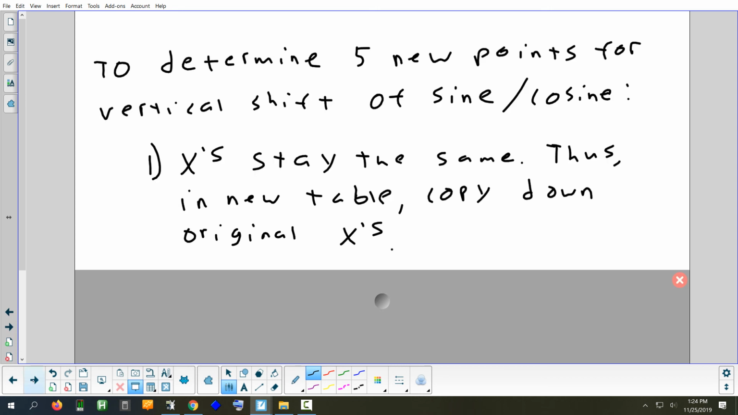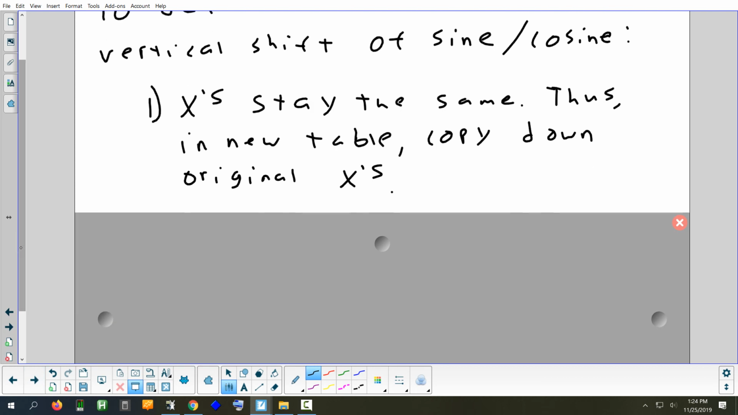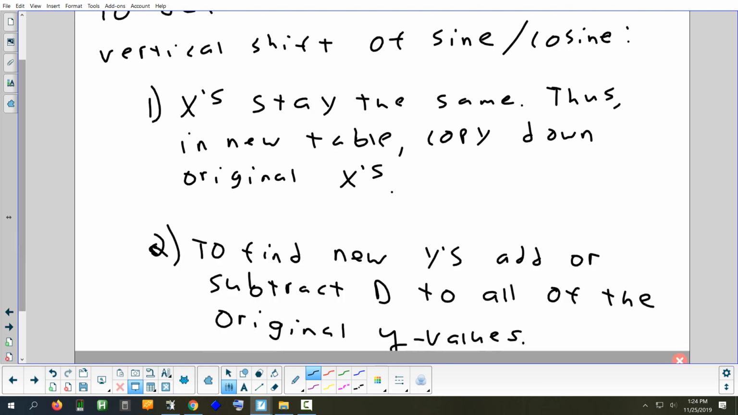Okay. So, as I just said, copy your X's down from the original table. And for your Y's, super easy. All you have to do is add or subtract whatever the number is at the end to the original Y values. If it's plus D, add it. If it's minus, subtract. And that's it. So all you're going to have to do in this step is arithmetic with a 1, a 0, or a negative 1. Very, very, very easy. Okay, I'll probably do one graph in this section. If you need to see the other one, we can. But I think one will be sufficient.